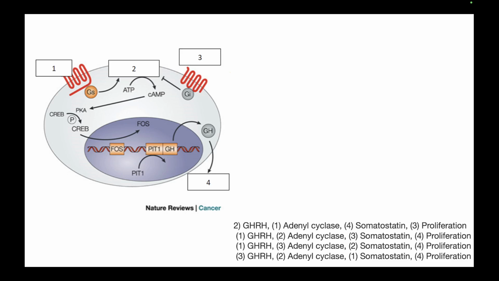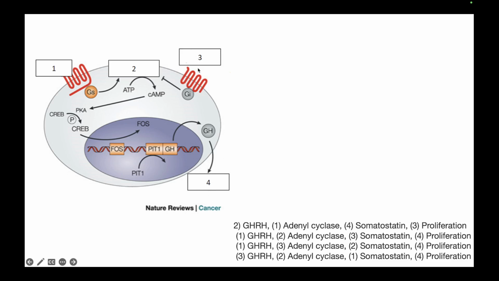There are two: one is growth hormone releasing hormone, and the other is somatostatin. Growth hormone releasing hormone positively regulates growth hormone production and secretion. It binds to the G protein coupled receptor. This G protein allows adenylyl cyclase to convert ATP to cyclic AMP. The cyclic AMP activates protein kinases, which phosphorylate CREB, and CREB enters and activates the transcription of FOS, PIT1 and growth hormone synthesis. Growth hormone synthesis is increased and secretion of growth hormone happens, ultimately leading to proliferation.